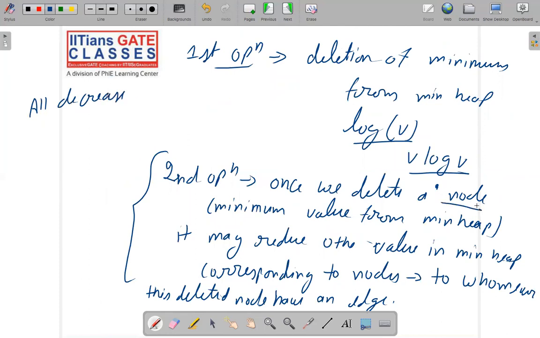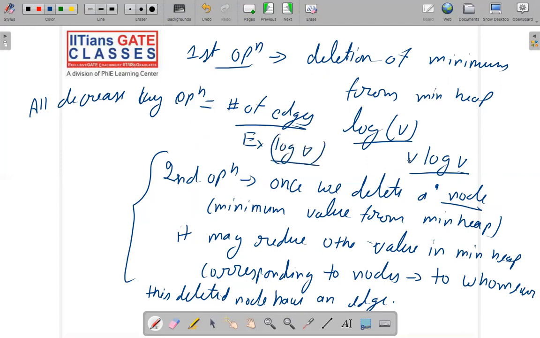So we were talking about one node. If you consider all the nodes, the number of decrease key operations equals the number of edges, which is E. And each decrease key takes log V time. We know that the deletion will take V log V: the number of deletions is V, and each deletion takes log V. So this part is because of deletion, and this part is because of the decrease key operation.